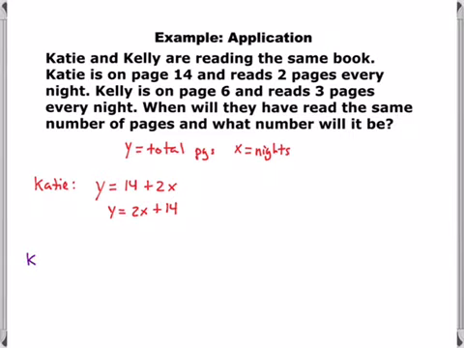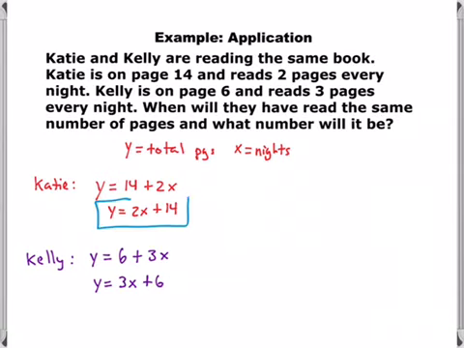Kelly's equation, on the other hand, is slightly different but in the same format. The total pages is equal to the number of pages she currently has, 6, plus the 3 pages she reads per night. But once again, you can flip that around so it looks more like slope-intercept form. So y equals 3x plus 6. And what we want to do is graph these two equations and see where they intersect.